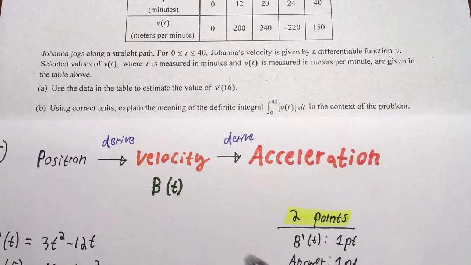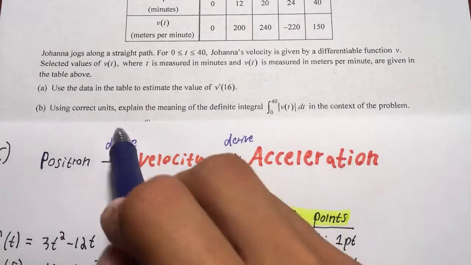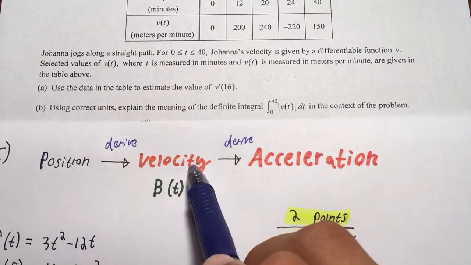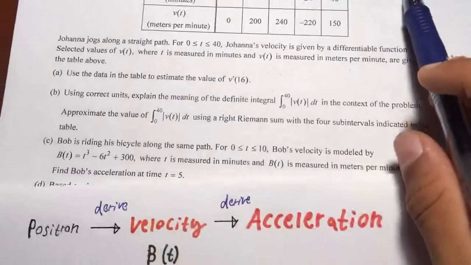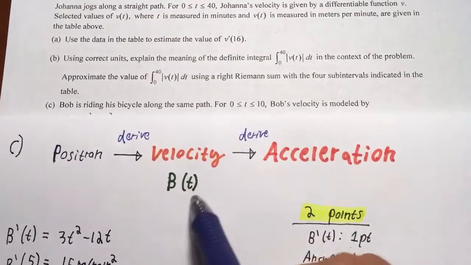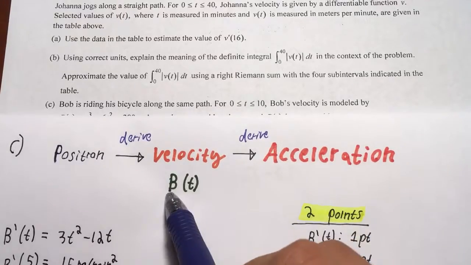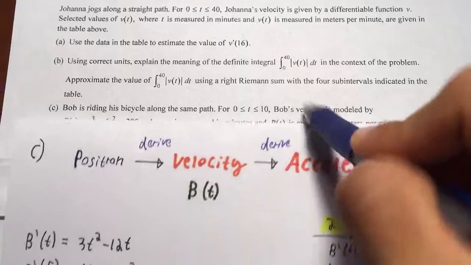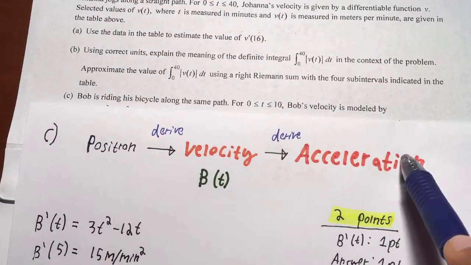Here's a simple relationship between position, velocity, and acceleration. Velocity is a derivative of position, and acceleration is a derivative of velocity. So if we place b of t here, because we are told in part C that b of t is Bob's velocity, this tells me that to get to acceleration, I'm going to derive once. Whereas if this was Bob's position instead, b would be over here, and I'd have to derive 2 times to get to my acceleration.